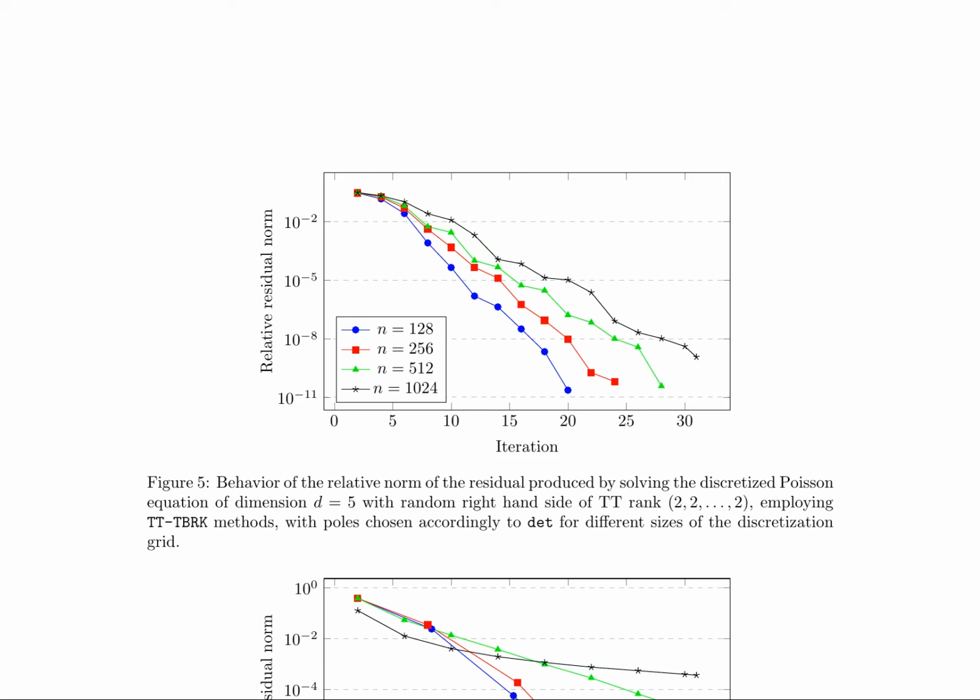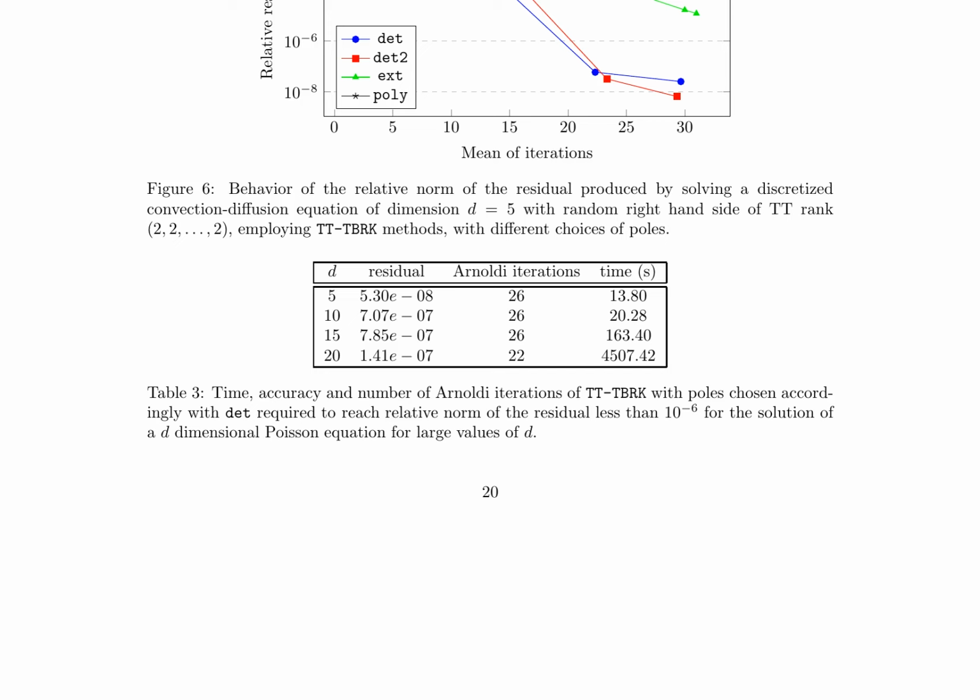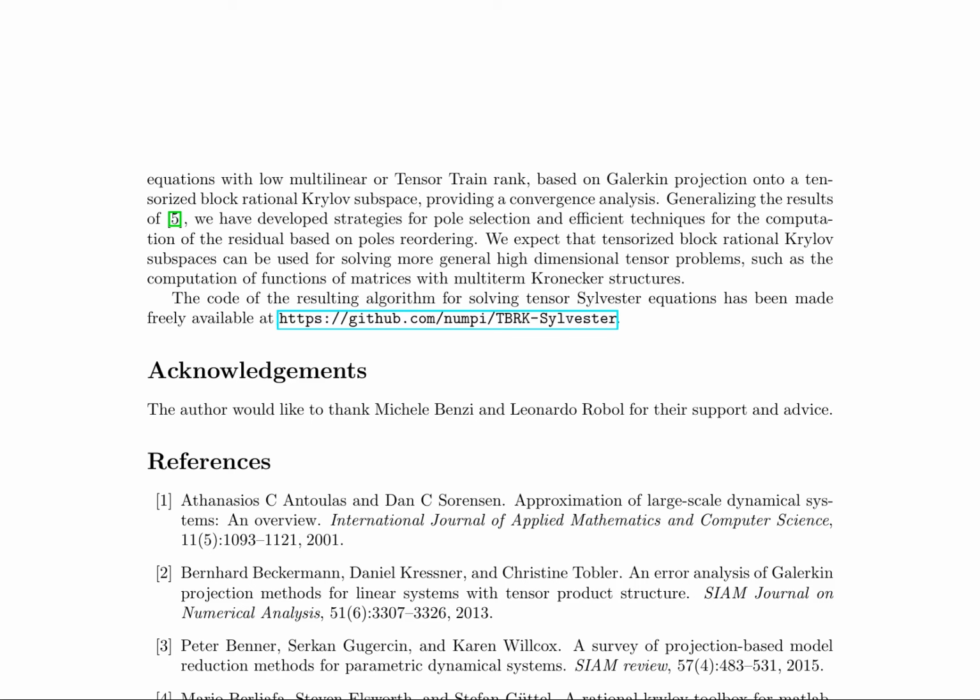The study further reports on the time and number of Arnoldi iterations required for solving high-dimensional Poisson equations using TT-TBRK. The findings demonstrate that the number of iterations does not grow with the increase in space dimension, highlighting the efficiency of the algorithm. The paper presents a novel approach to solving Tensor-Sylvester equations using the block rational Krylov subspace method. This method is particularly suited for large-scale linear systems with tensor product structure, leveraging the low-rank approximations and Kronecker product structure inherent in these systems.